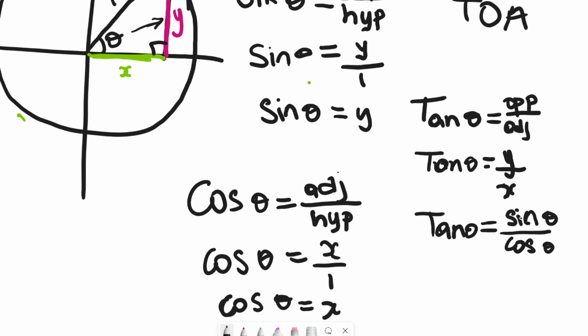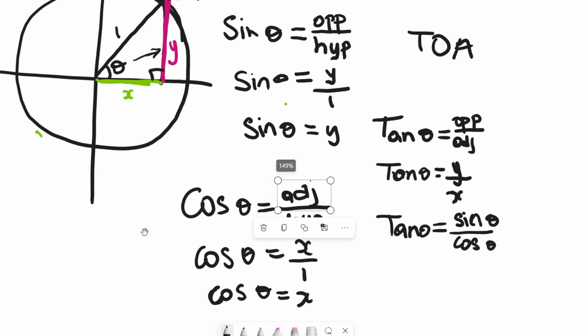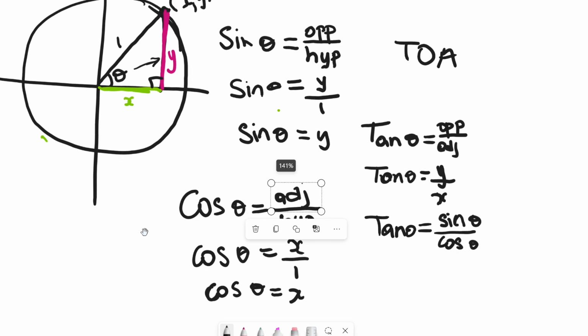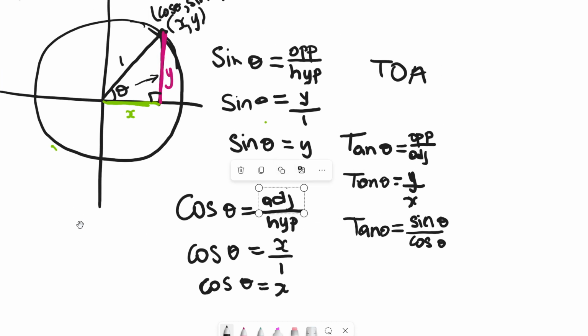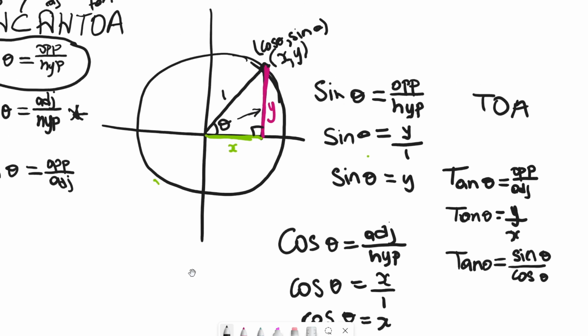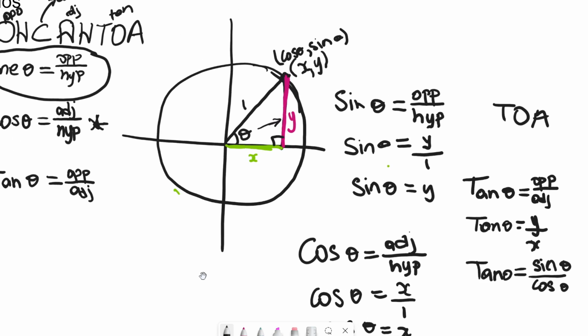Okay. And so these are the first 3 trigonometric functions and ratios that we're going to need to know when it comes to our unit circle, or really trigonometry in general. This is the heart of trigonometry when it comes to your trig ratios.